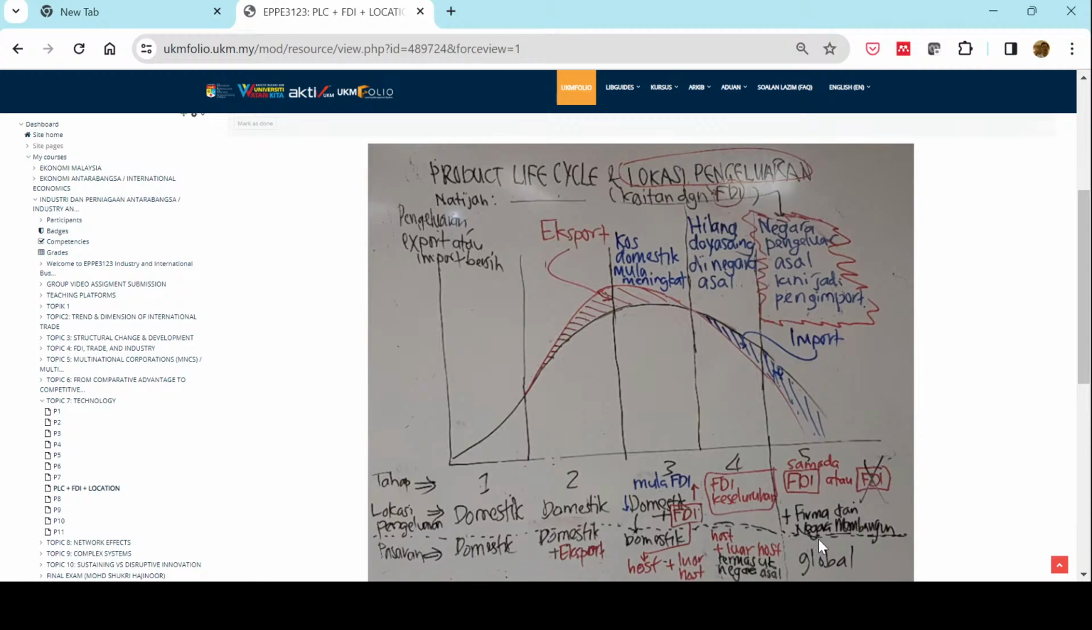Profits. Okay, stage number 1, the product has just been introduced. The cost is still very high. So there is no profit, zero, or even negative. You have to spend money first. So during this introduction, no profit. And then second stage, you will have super profit.